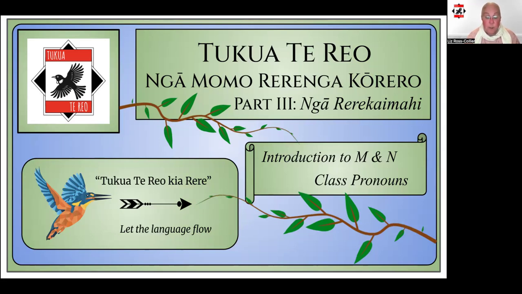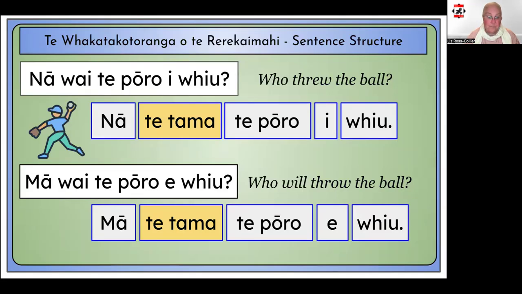In this video, I'll be showing you how to use the M and N class pronouns. I want to start by quickly having a look at the sentence structure of the Rerekaimahi. You can see here that in these two sentences, the kaimahi has been coloured in yellow. If you haven't watched the introduction to Rerekaimahi video yet, I suggest you watch that one first.